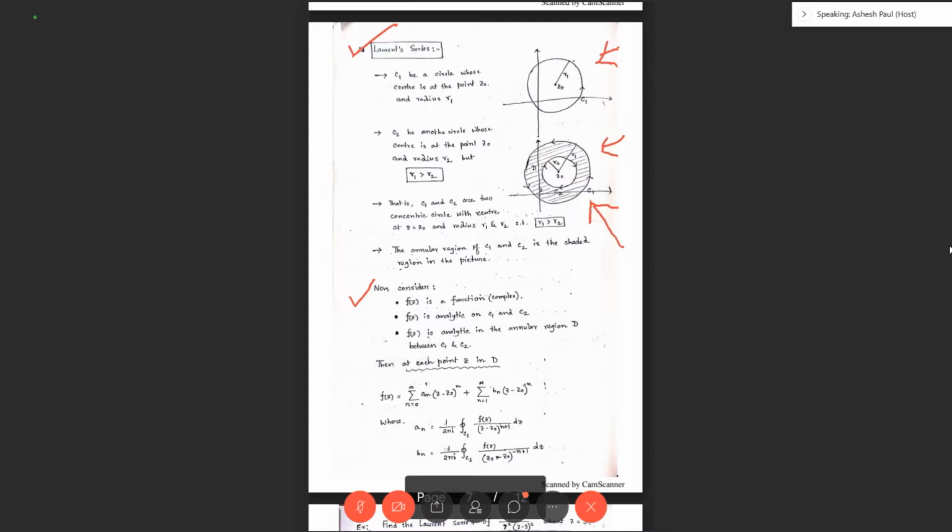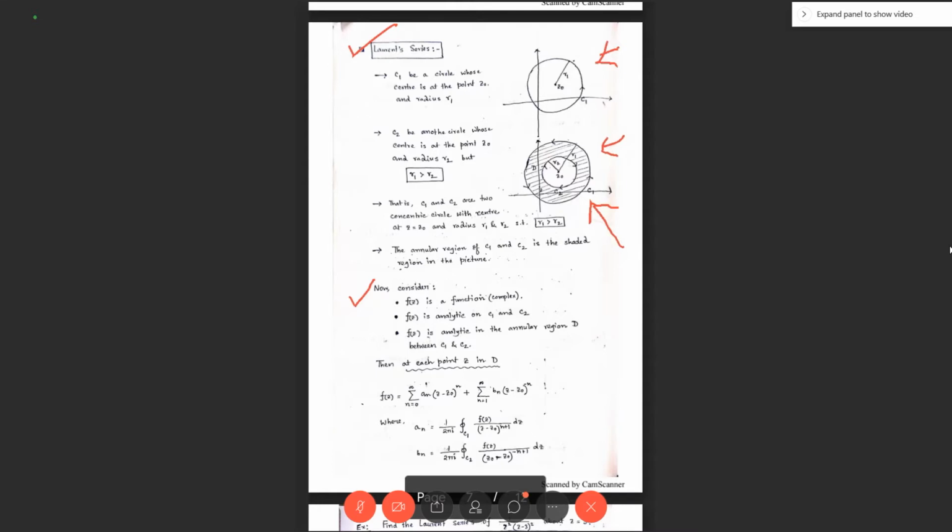So there is an annular region D, which is made by two circles C1 and C2. Now we are considering a complex function f(z). Say f(z) is analytic on the circles C1 and C2, not within the circle, and f(z) is analytic in the annular region D between C1 and C2. So f(z) is analytic on C1, on C2, and on the annular region D, that is, in the shaded region.